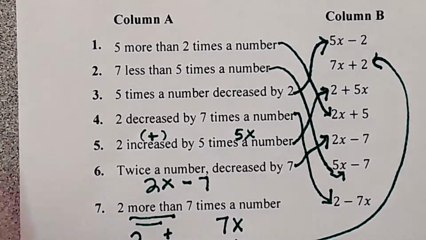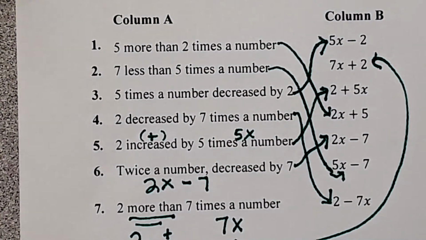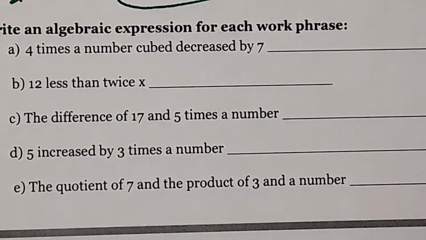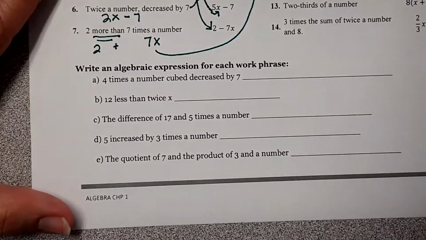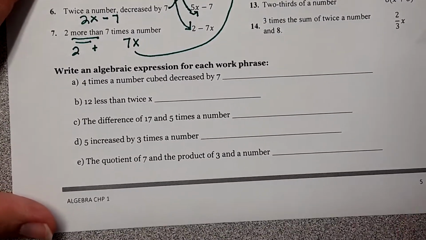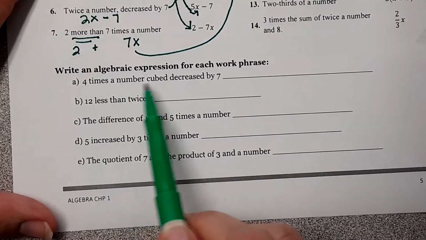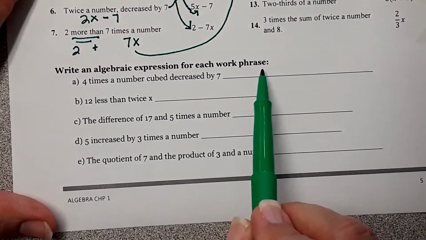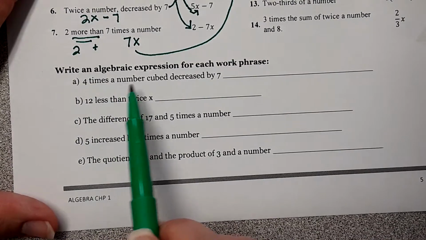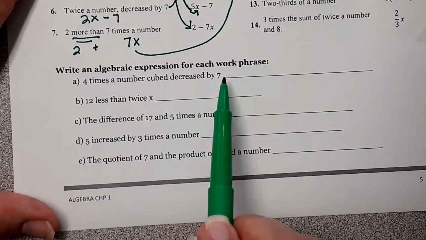Okay. We are going to skip. No, we're going to do one. I would like to do the word expressions. Let's do the expressions here. Write an algebraic expression for each word phrase. 4 times a number cubed decreased by 7.